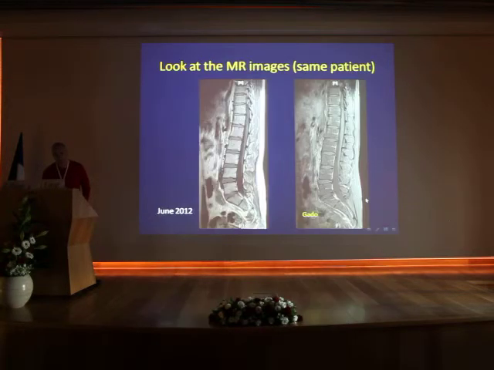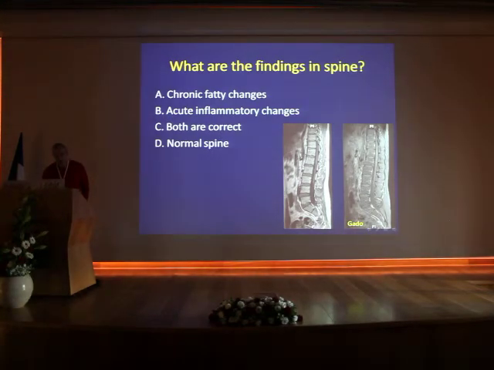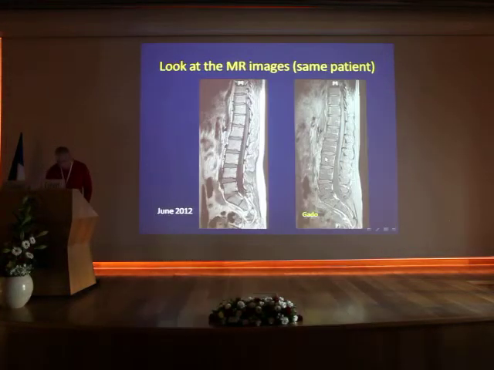Okay. This is the same patient with the spine. This is T1, this is T1 fat suppression after gadolinium. There are chronic fatty changes, there are acute inflammatory changes, both are correct, or this is a normal spine.